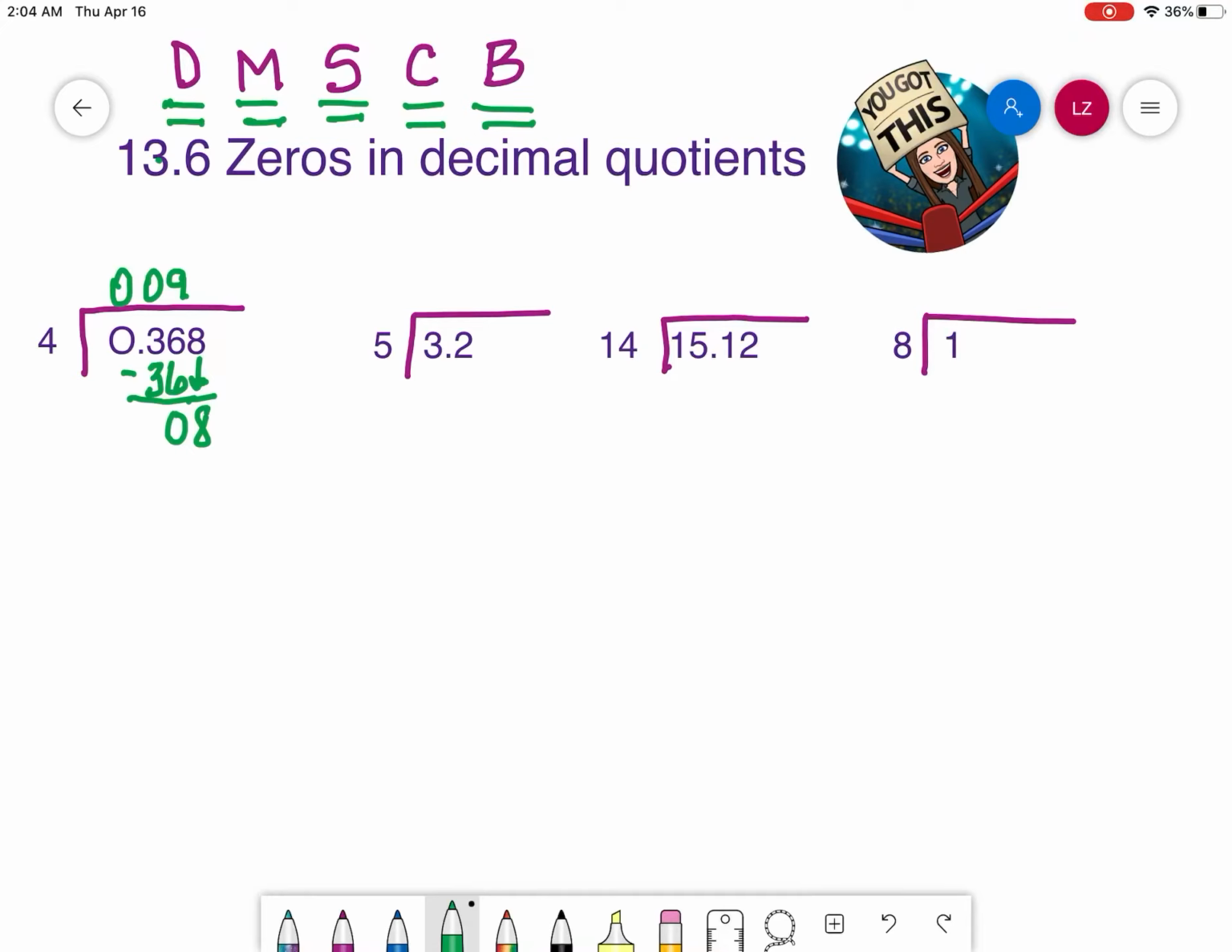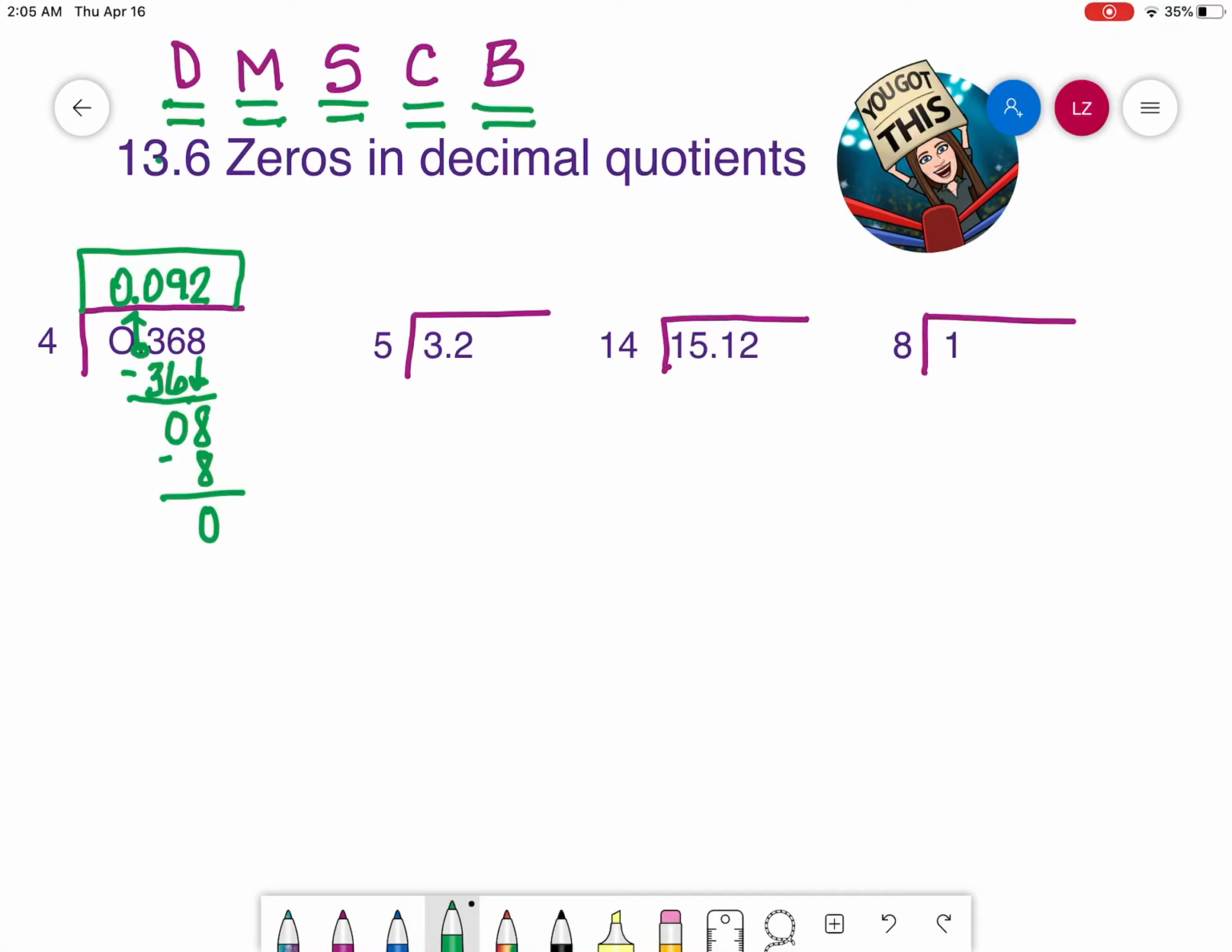4 goes into 8 twice. 2 times 4 is 8. Subtract. Check. Yep, we're less than 4. Bring down. Nothing left to bring down. So we can be done, except we have to take this little decimal. Can't forget about him. Bring him straight up to finish. And then we've got our answer: 92 hundredths. So putting these 2 zeros in there was something a little bit different, those zeros in the quotient.